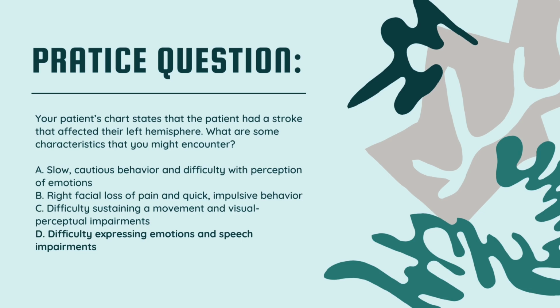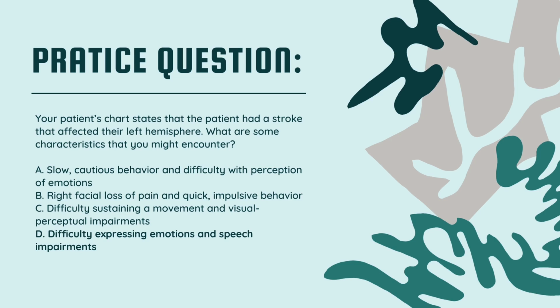So let's go over A. A is slow and cautious behavior. That tracks with left-sided hemispheric strokes, but difficulty with the perception of emotions is more of right-sided. Then we have B. So, right facial loss of pain. I didn't specifically say this one, but it was in my visual, and it is common with left sided brain damage. So, that tracks, but quick and impulsive behavior is more right sided.